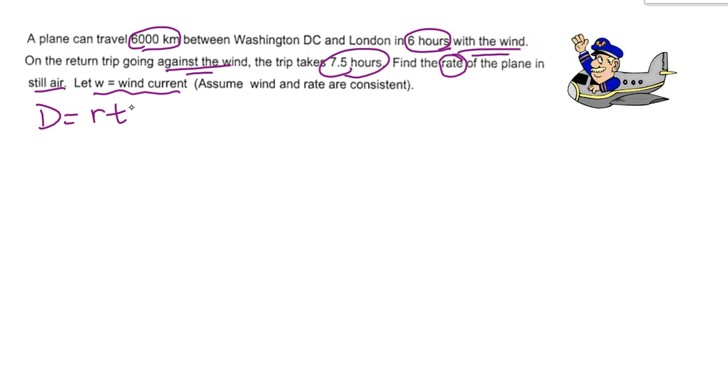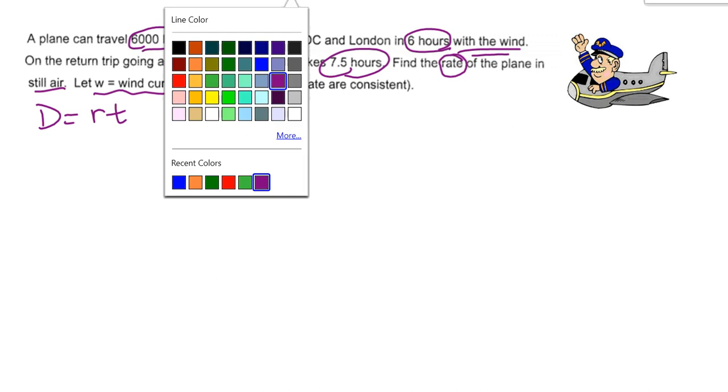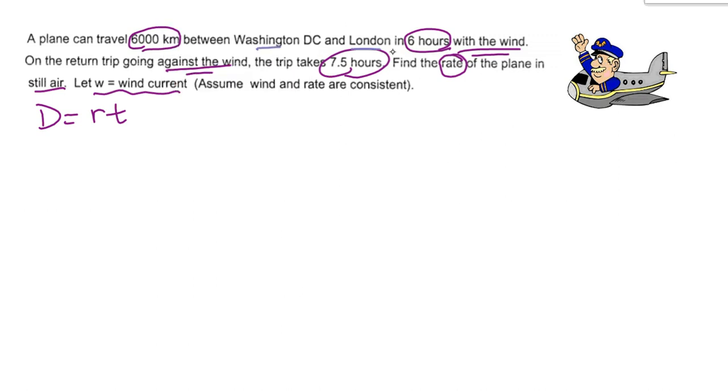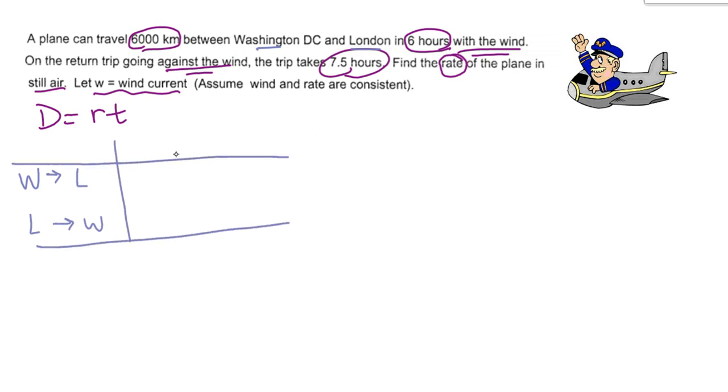They are one of the most widely used, one of the most applicable places for systems. D equals RT is huge. So setting it up, you notice it says that they're traveling from Washington to London, and then they return, they go the same way. So Washington is one way to London, and then London to Washington. Now, what we're going to do is set up equations that have to do with D equals rate times time.